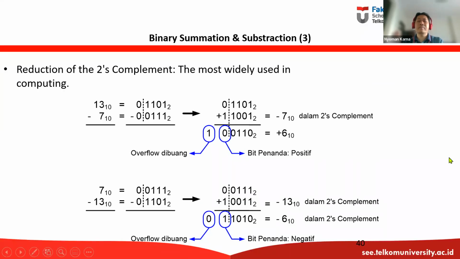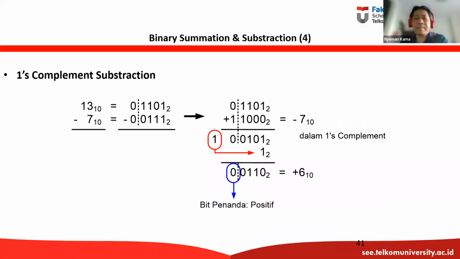Now, let's start with the one complement subtraction. 13 in decimal is actually 1101 because this one is 1, 2, 4, 8. 4 plus 8 plus 4 is 12. 12 plus 1 is 13. So this one is positive 13. And then 7 is actually 111. Yeah. 4 plus 2 plus 1.